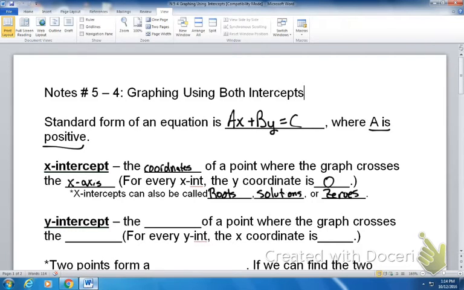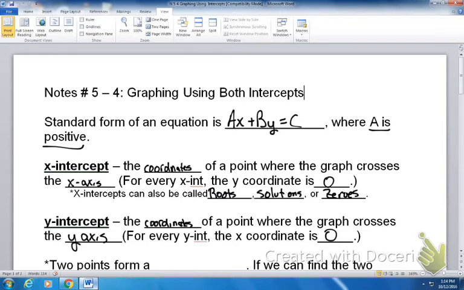The y-intercept, and we've talked about this quite a bit, is the coordinates of a point where the graph crosses the y-axis. For every y-intercept, the coordinate of x is 0. So keep that stuff in mind. We've talked a lot about the y-intercept. We haven't really talked about the x-intercept yet, but you need to remember on the x-intercept, y is 0 because it's on the x-axis. If we're talking about the y-intercept, x is 0 because it's on the y-axis.